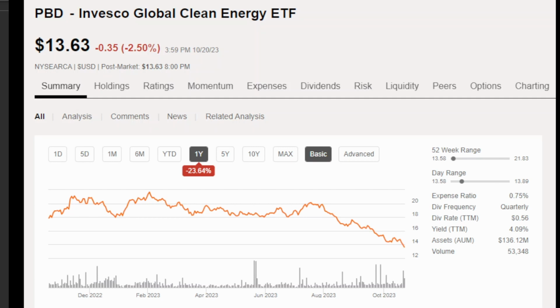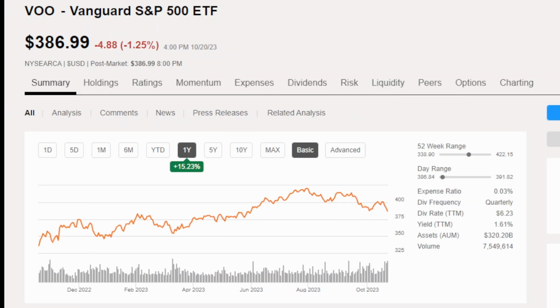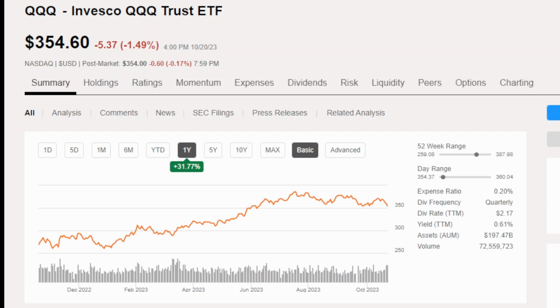Other ETFs may pick companies in order to match a specific index, such as the S&P 500, for example, VOO, the Vanguard S&P 500 ETF, or the NASDAQ 100, for example, the QQQ Invesco QQQ Trust ETF. That's a mouthful.